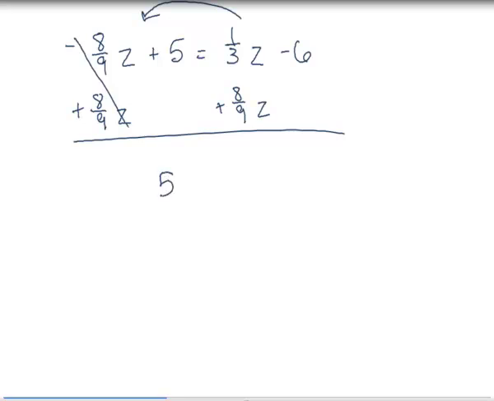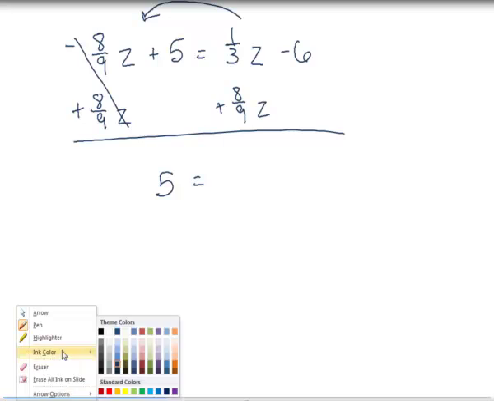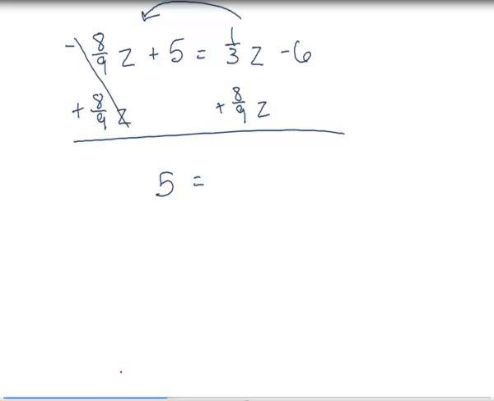These will cancel, and I have 5. But here, to add these fractions, I have to do what? You have to change the denominators. I'm not saying it's impossible, and the 3 and the 9 are easy to work with. But what if you have a 5 and a 7, or a 7 and a 12? They're a little bit harder to work with that way, so you would have to get a common denominator before you could add these.